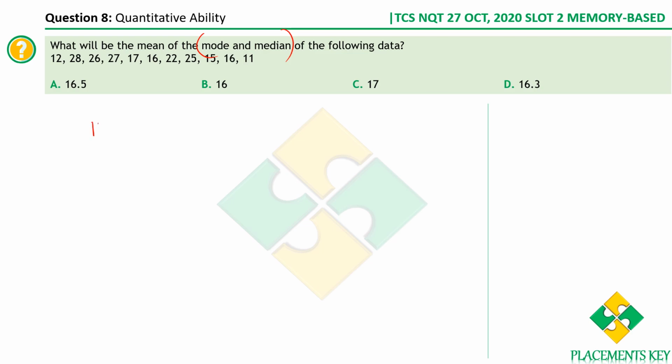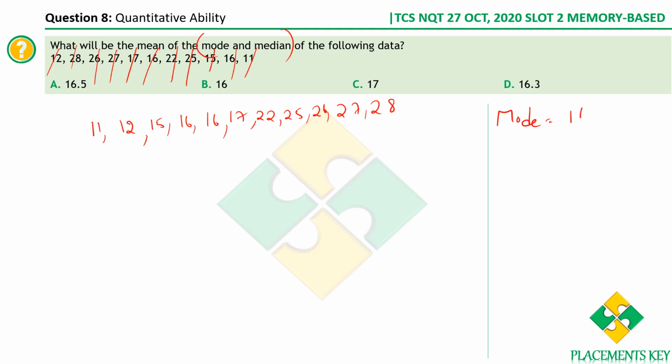So first it starts with 11, then we have a 12. Do we have a 13? No. Do we have a 14? No. We have a 15, and then 16, we have two 16s. Do we have a 17? Yes, 17, and then 18, no, 19, no, 20, no, and then we have 22, 25, 26, 27, 28. Okay, this is what we have. Now what is the mode of this data? The frequently repeated observation. It is 16, because 16 is the only one which repeated twice.